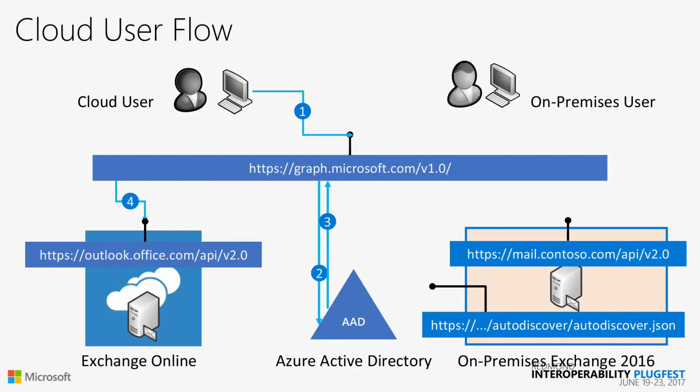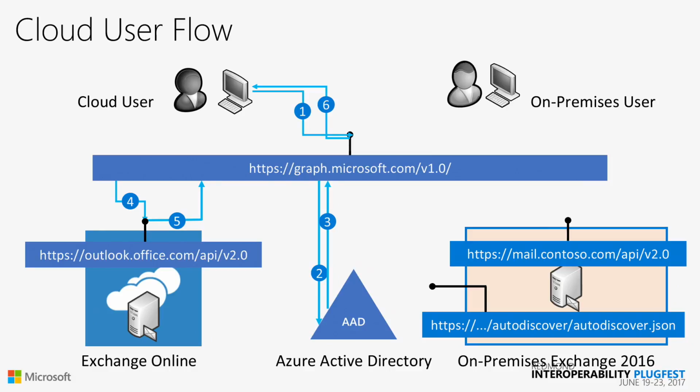Once you have the token back, Graph in the previous world will blindly proxy that request. If it was a messages request, it will blindly proxy that request to outlook.office.com or outlook.office365.com. That is our production endpoint. And if the mailbox is present in that environment, you will get a response back. And then Graph would aggregate that response and proxy it back to the cloud user or to the application. This was the previous world.